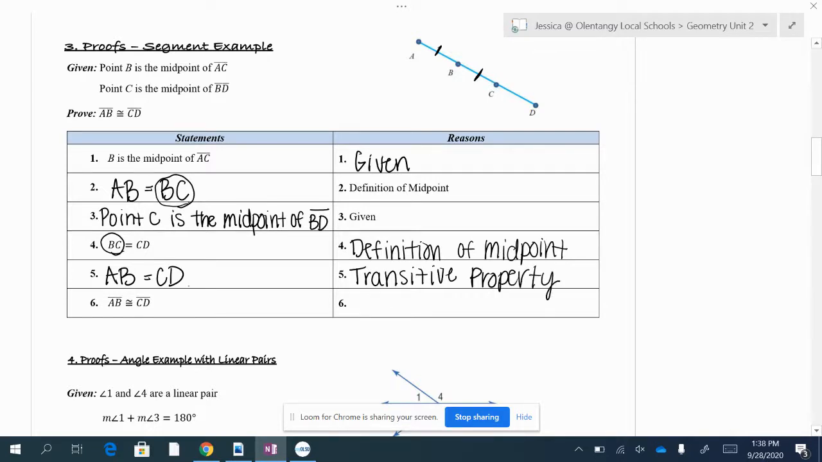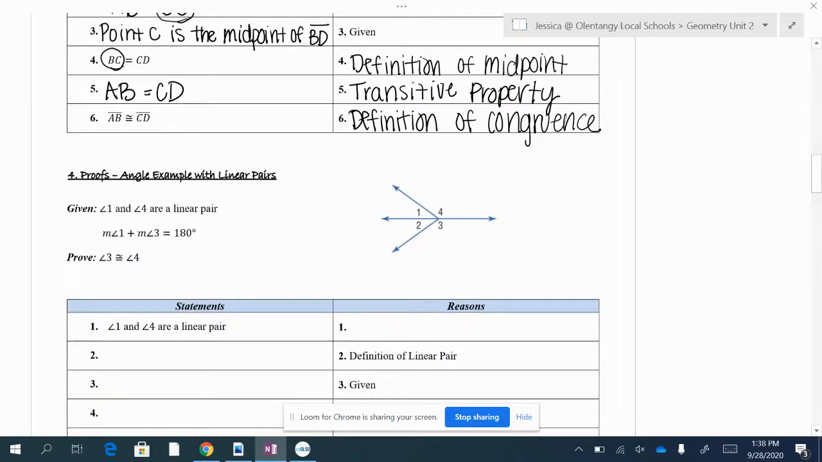And again, it needs to look exactly like the last line that we were trying to prove. So instead of AB equals CD, I need to say that segment AB is congruent to segment CD, and that is the definition of congruence. Because I know if two lengths are equal to each other, then those segments are congruent.